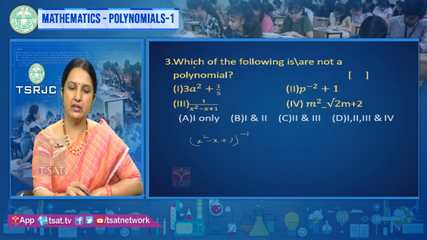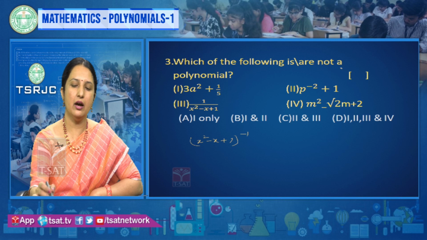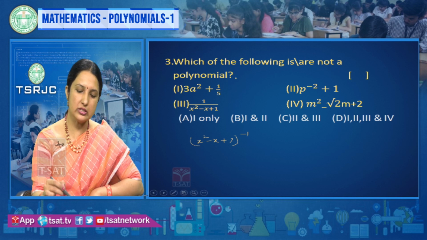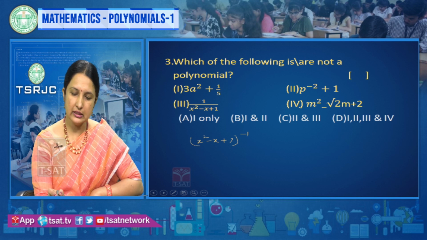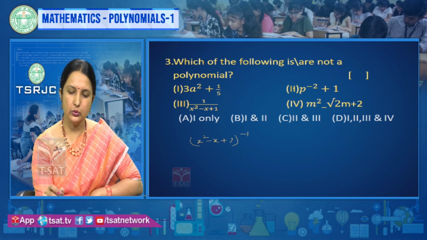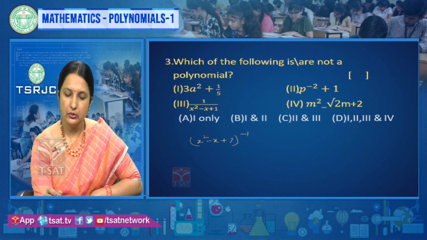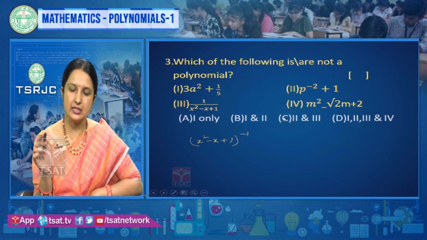The question is, which of the following are not polynomials. We have to select the ones which are not polynomials. Which ones? 2 and 3. 2 and 3 are not polynomials. 1 and 4 are polynomials. 2 and 3, where is it? Option C is there.